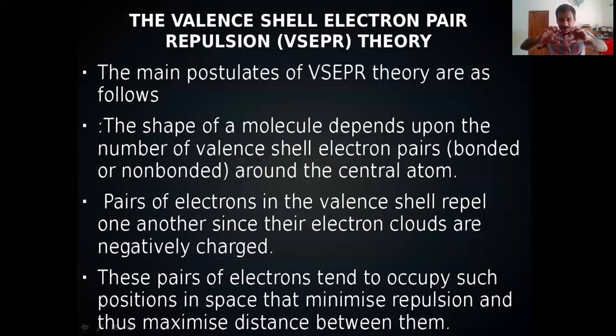When these electron pairs are arranged in space, that means around the central atom, in the valence shell of the central atom, the arrangement will be in such a way as to get minimum repulsion between the electron pairs, or a maximum distance between the electron pairs. So these are the 3 important postulates, the main postulates of the theory.